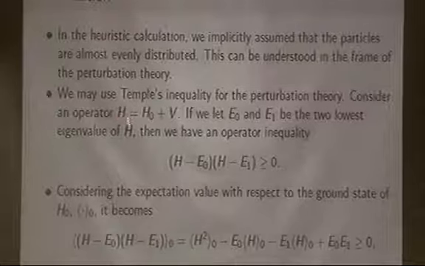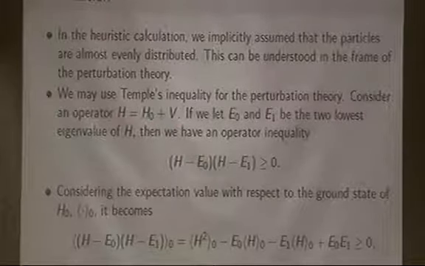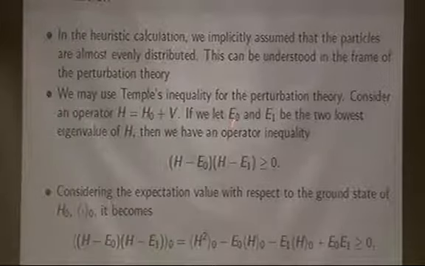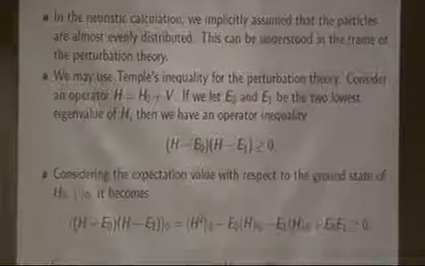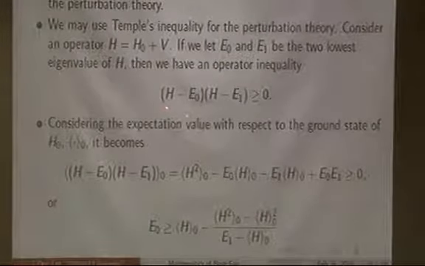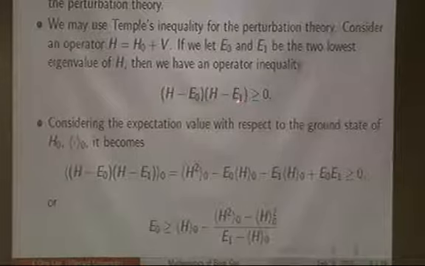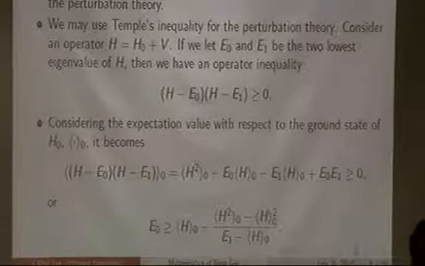Consider an operator H, which is the sum of H0 and V. If we let E0 and E1 be the two lowest eigenvalues of H, the whole thing, then we have an operator inequality that (H minus E0) times (H minus E1) is positive. When you say the operator is positive, it means that whatever state we have, the expectation of this value with respect to that state is positive. So in this case, we want to use the expectation value with respect to the ground state of H0. Now it becomes very similar to the perturbation of physicists.